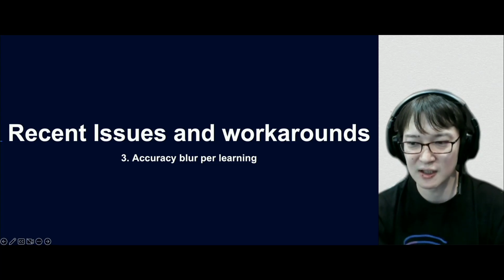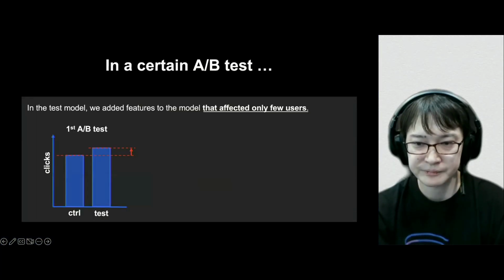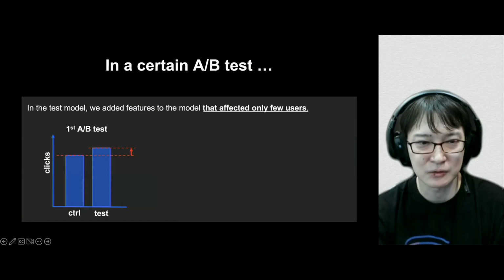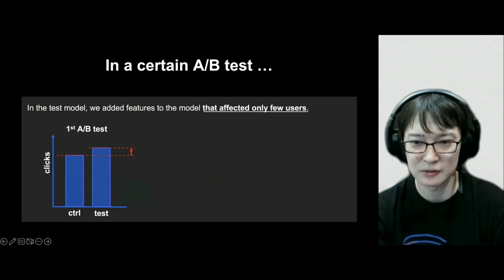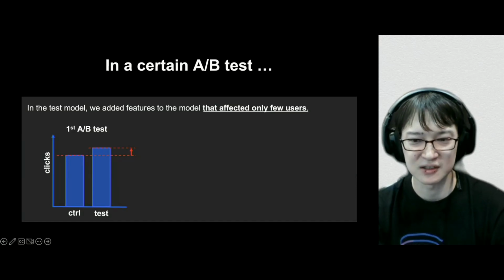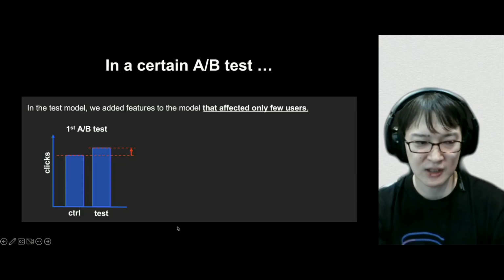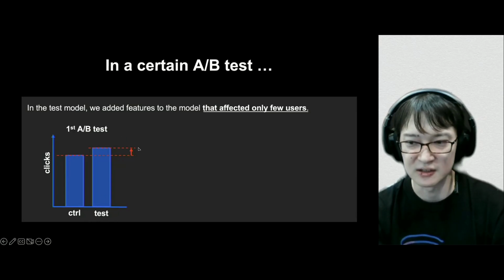This is a pitfall caused by the fact that when learning is performed based on random initial values, the accuracy varies depending on how the initial values are chosen. This is a story of one A/B test that we conducted. In this test, we experimented with a model that added new features to the recommended model. However, we knew that the added feature would only affect a small percentage of users. In the first test, the test bucket with the added new features produced slightly more clicks as expected.